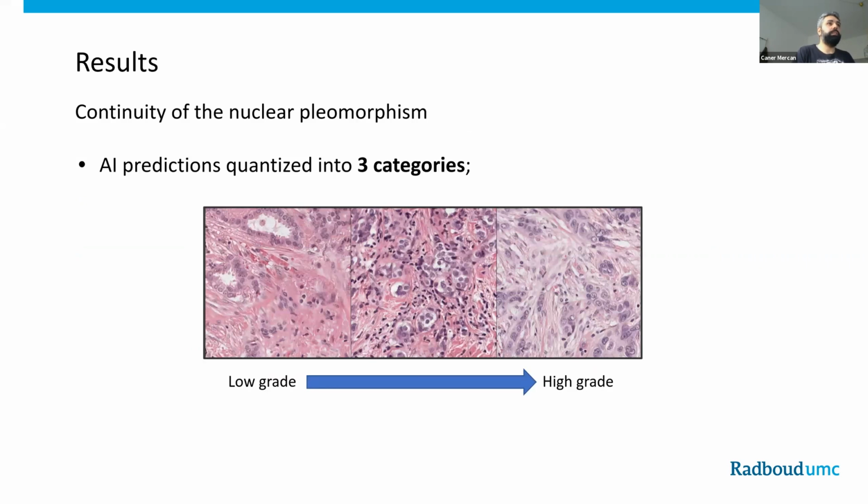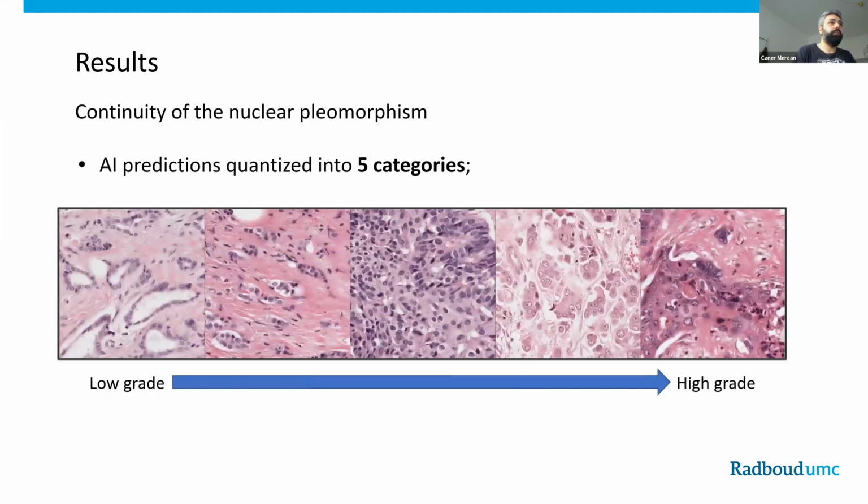Here are some results. Here there are 3 patches from the evaluation set in the RI study, with the AI predictions quantized into 3 categories, similar to the clinical setting in this case. Grades increasing from left to right. Hope it's visible on the screens. But that's not the only way the predictions by AI could be quantized, of course. With our methodology, we can choose to quantize the scores into an arbitrary number of categories. Here are 5 example patches again from the evaluation set, with AI predictions quantized into 5 categories, increasing in grade from left to right.